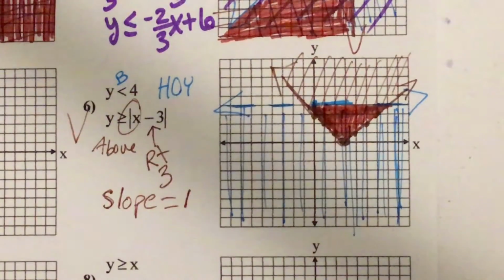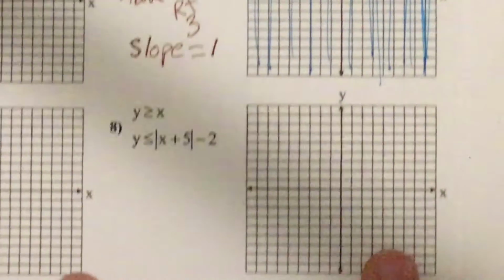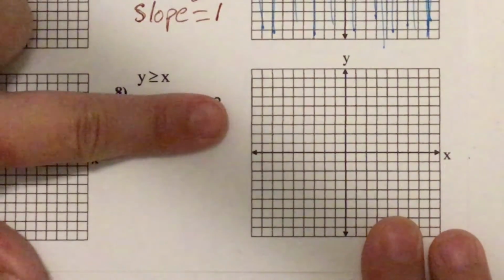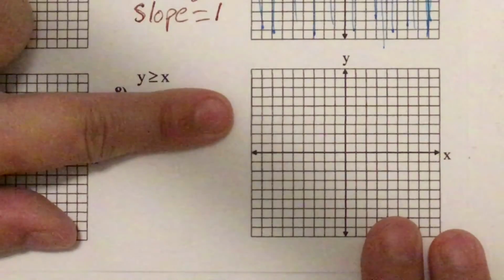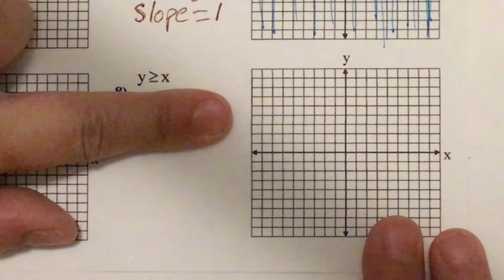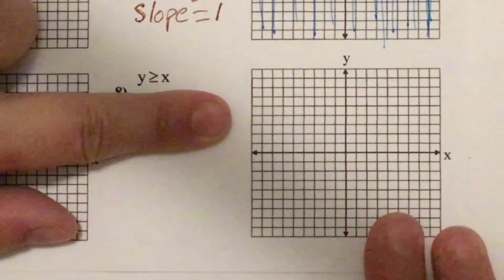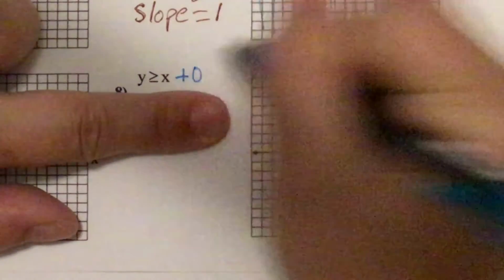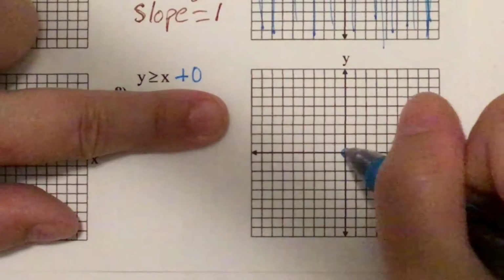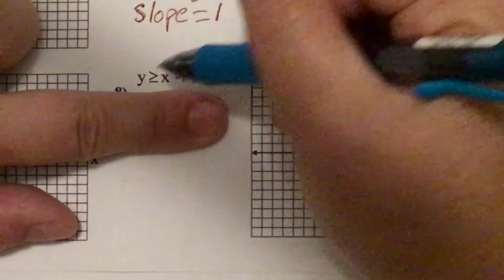Okay, and let's look at number 8. All right, top line, is it diagonal? Yes, X and Y makes a diagonal line. Okay, who's your y-intercept? 0. There's nothing behind the X, so it's 0. Who's your slope? 1.